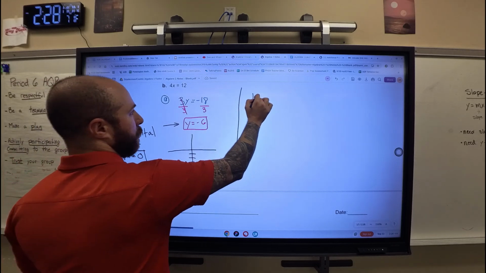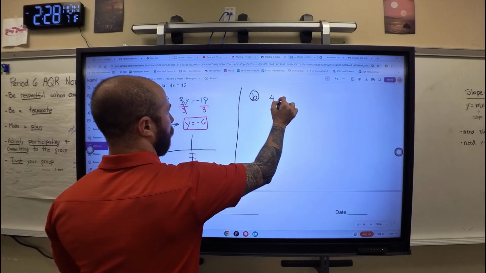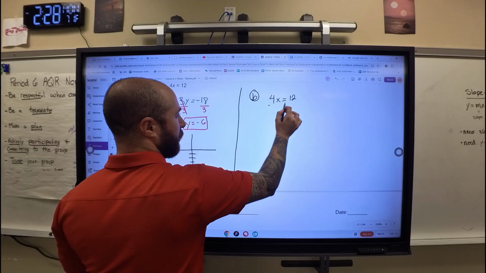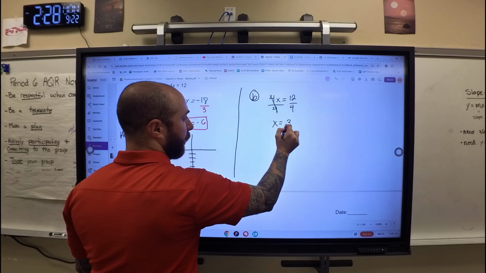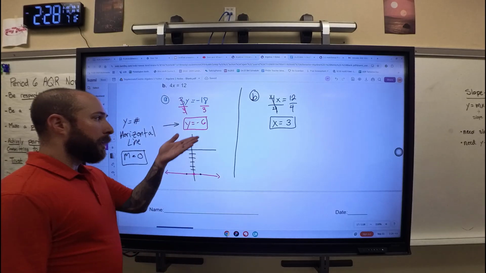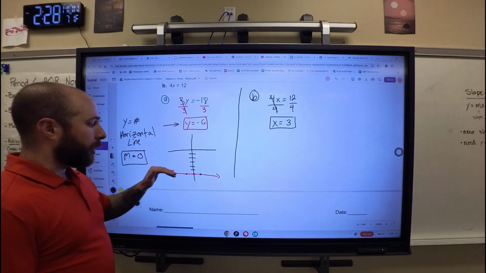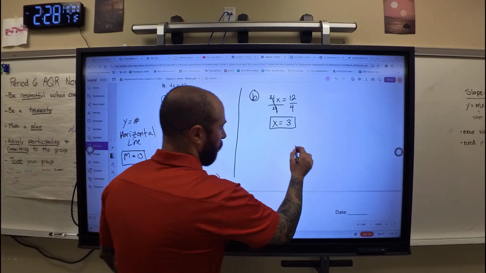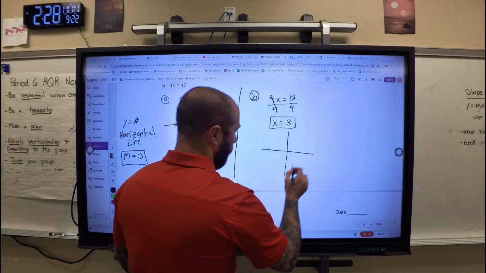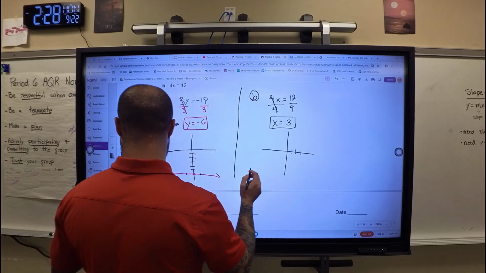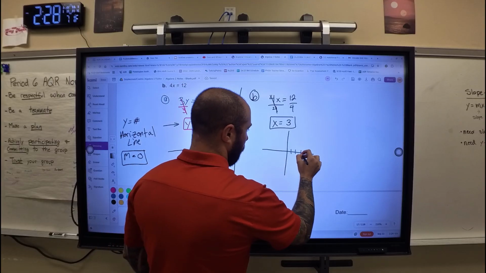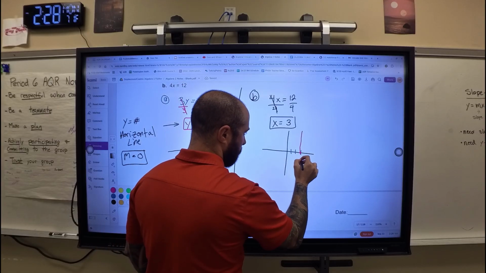So if I do the same thing with b now, I have 4x equals 12. So if I solve for x, I get x is 3. Now similarly, when I had y equals a number, that gave me a horizontal line. When I have x equals a number, that's going to give us a vertical line.